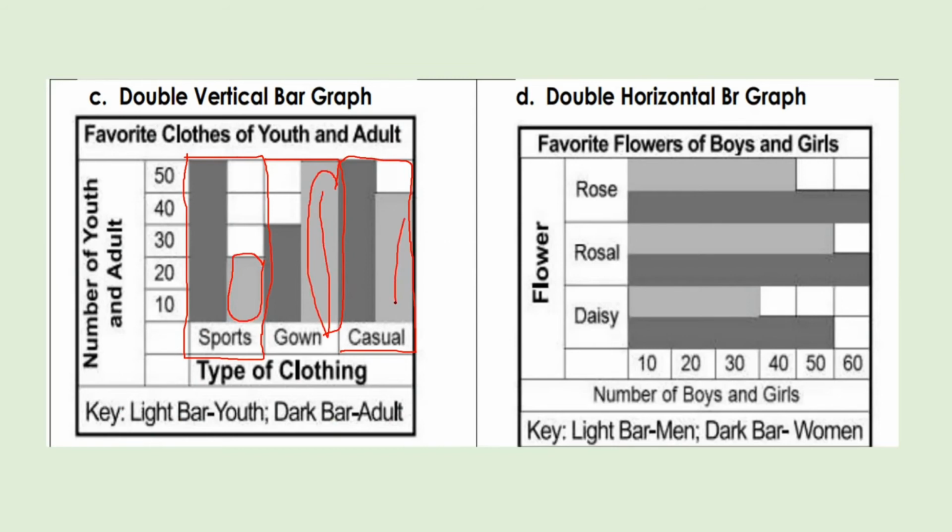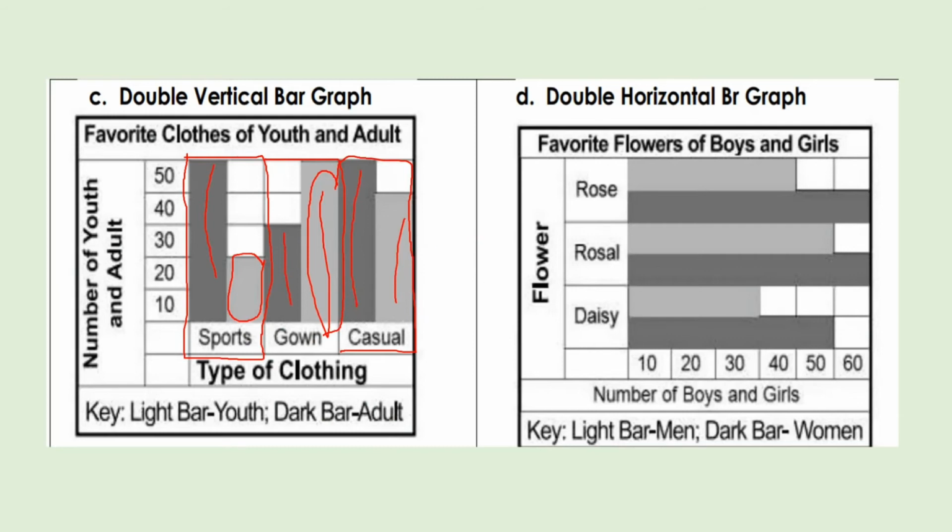Ibig sabihin, ito yung for youth natin. Number of youth na bumoto sa sports, pumili ng gown and ng casual. And then, yung dark bar natin is for adult. So, ito yung dark natin. Ito naman ay yung sa adult. So, ayan yung sinasabi nating key or the legend which represents kung ano yung pinipili nila.